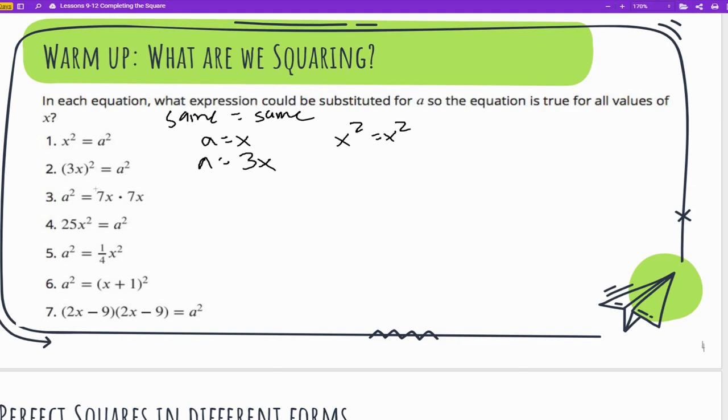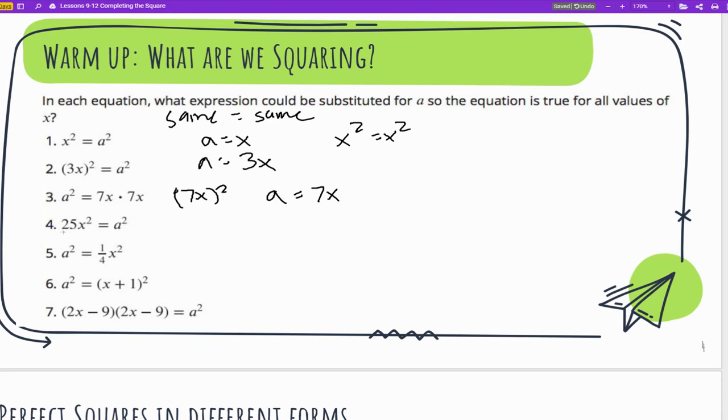Well, no exponent, right? Let's think about this. The definition of squaring is multiplying it by itself. So, what if we rewrote this as (7x) squared? Then it's clear here that a is equal to 7x. Okay, let's keep going here.